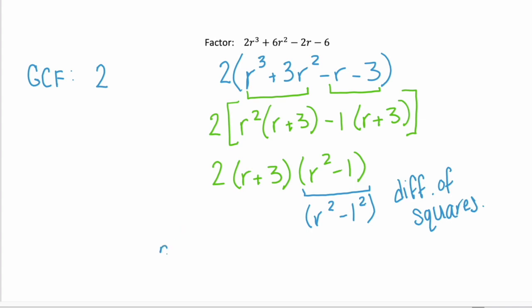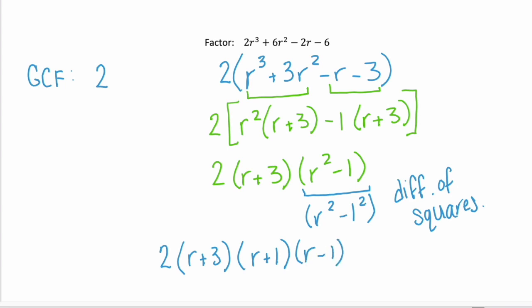So we keep our GCF of 2. We can't factor that first binomial, r plus 3. But the last one, r squared minus 1, we factor as a difference of squares, which is r plus 1 times r minus 1.